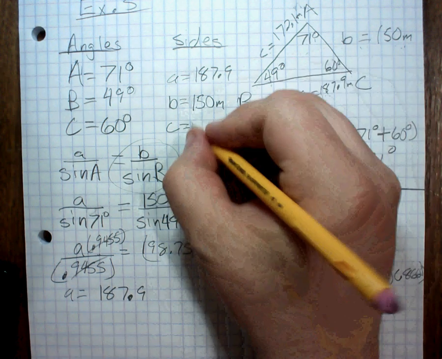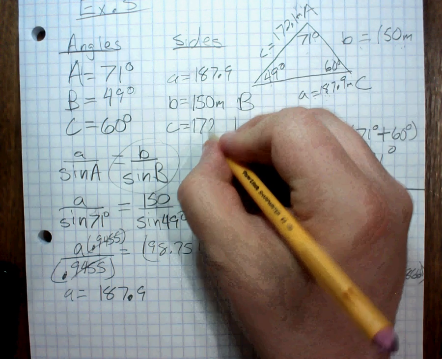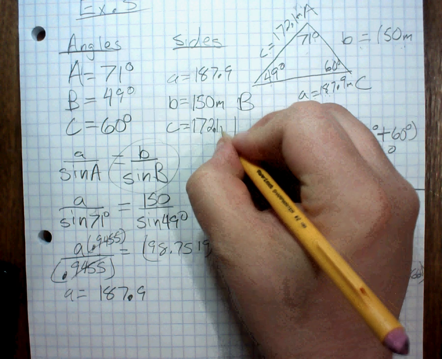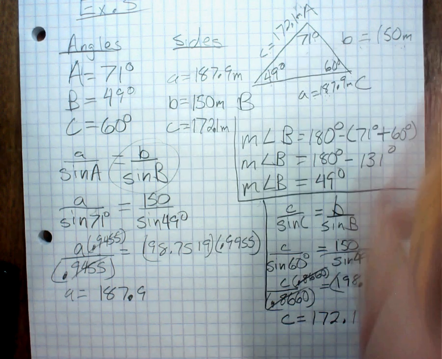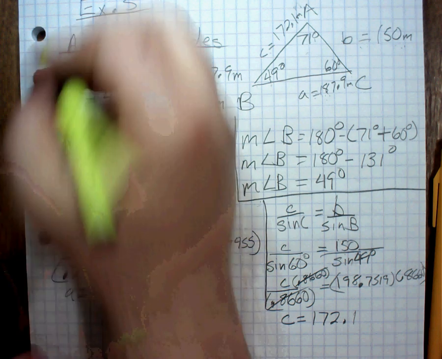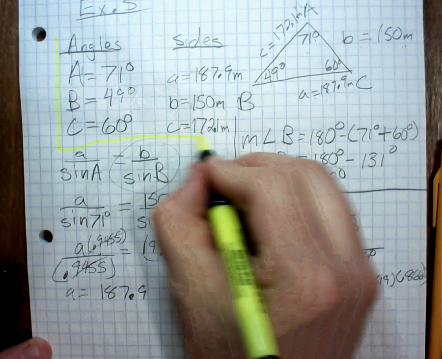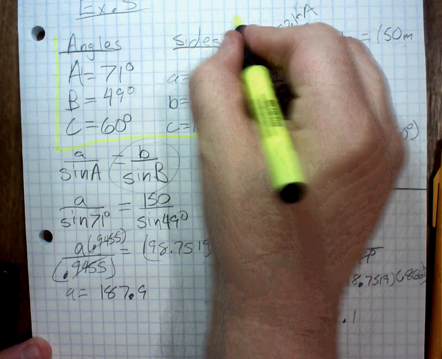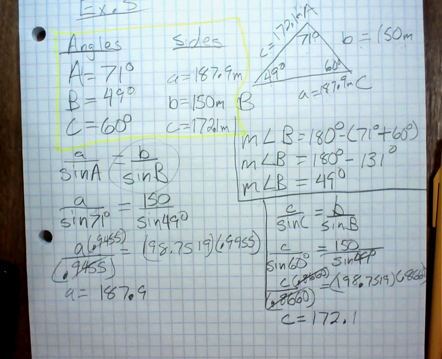So c was 172.1 meters, and a was 187.9 meters. And so this is our answer right here. We did all that work so we could say those are our answers. And that's it for today.